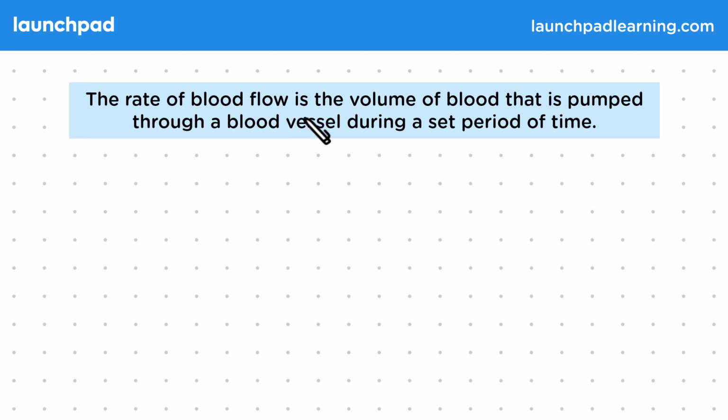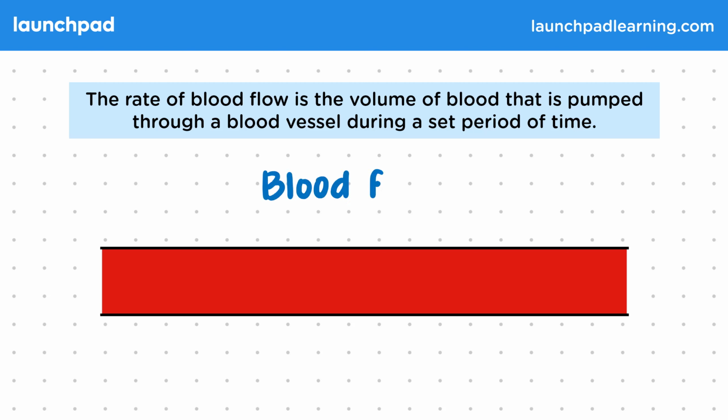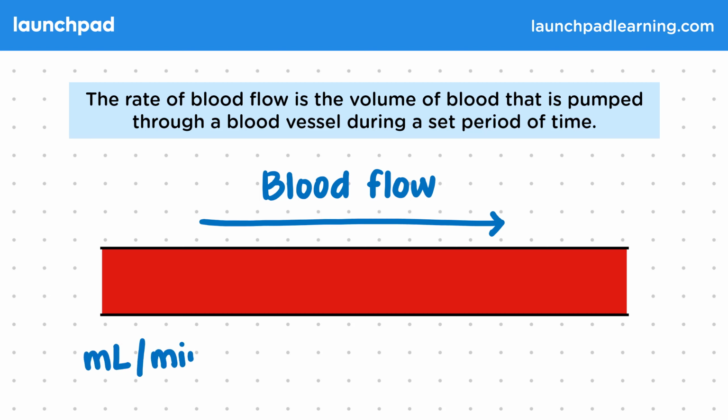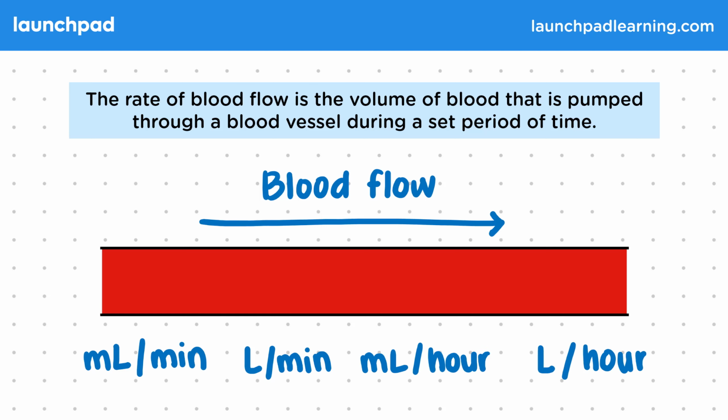The rate of blood flow is the volume of blood that is pumped through a blood vessel during a set period of time. Blood flow is generated by the pumping of the heart. We can calculate the rate of blood flow if we know the volume of blood that flows through a vessel in a set period of time. Blood flow rate is often shown as millilitres per minute, litres per minute, millilitres per hour, or litres per hour.